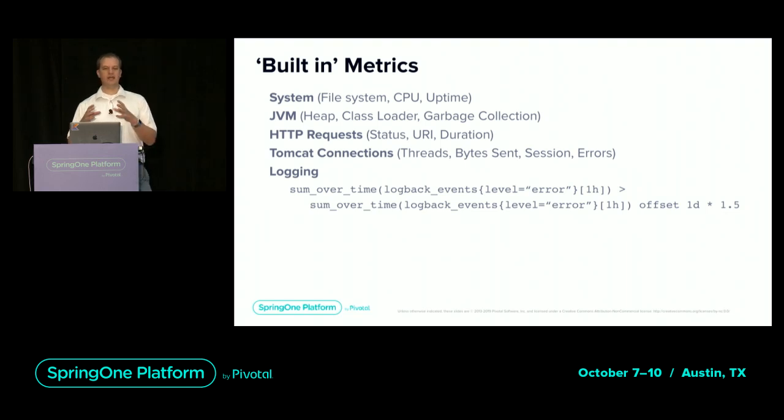Tomcat also has a number of metrics it exposes. How many threads are you using? How many connections are active? How many errors has it served up? What are its sessions? So these are all very useful metrics, and you won't have to do anything. You just start getting them right from the get-go.